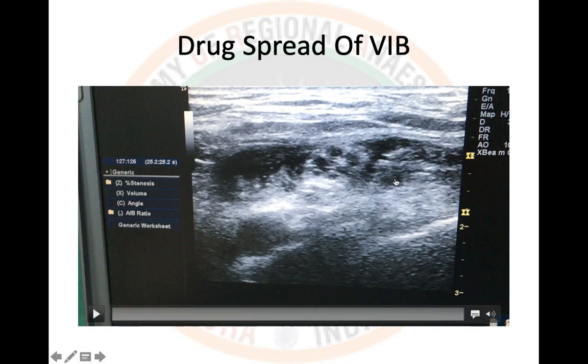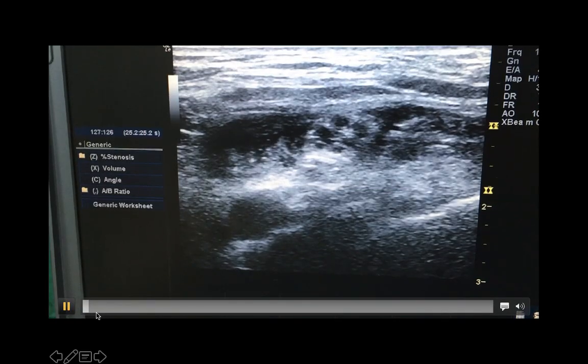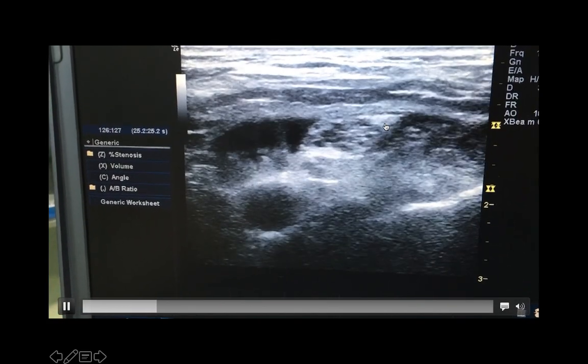Here, this is very interesting. This was a patient where I gave VIB and scanned in the supraclavicular area. Here you can see this is the subclavian artery, this is probably the pleura, this is the first rib, and this is the plexus. And here you can see the drug is spreading proximally as well, in the supraclavicular area. So you can see the drug here.